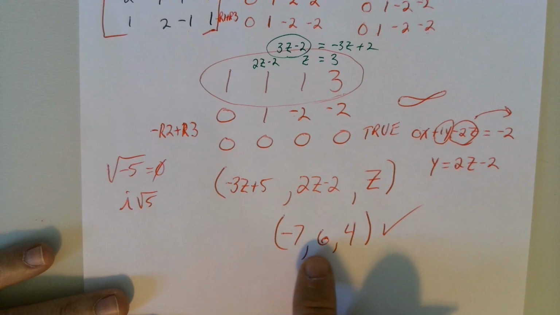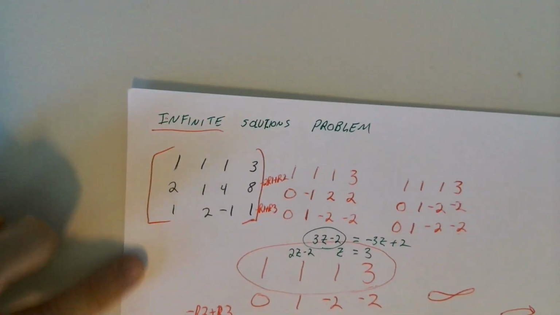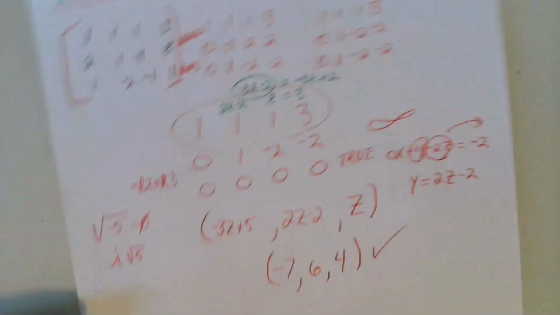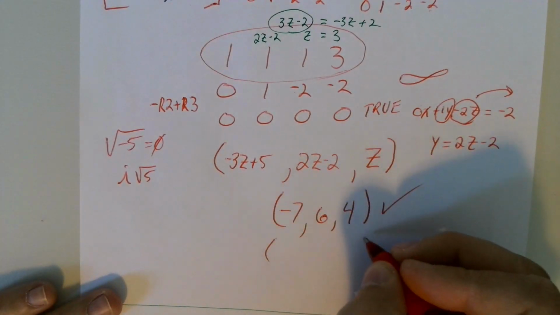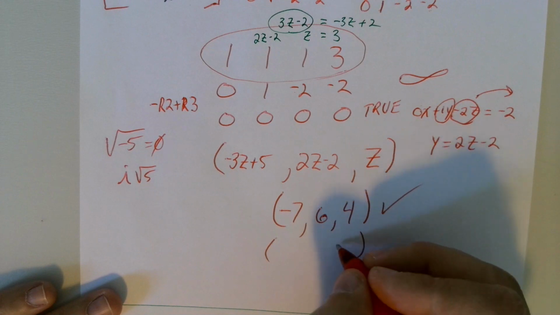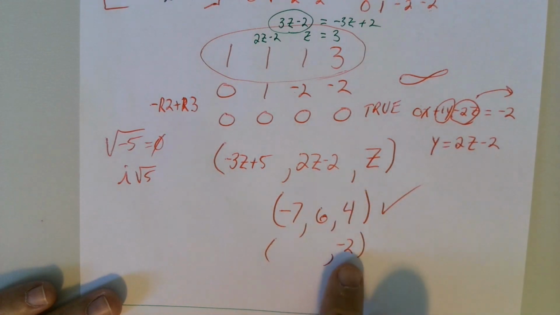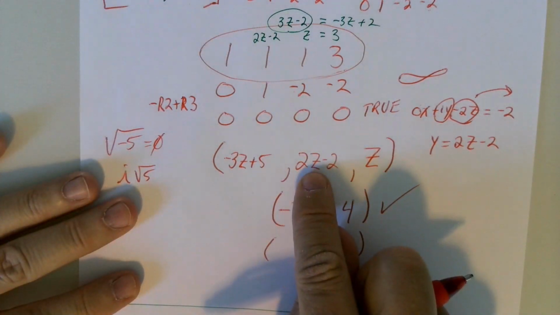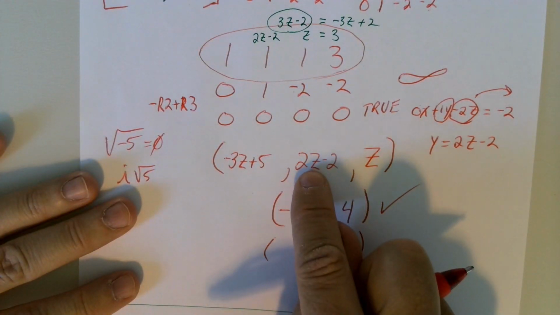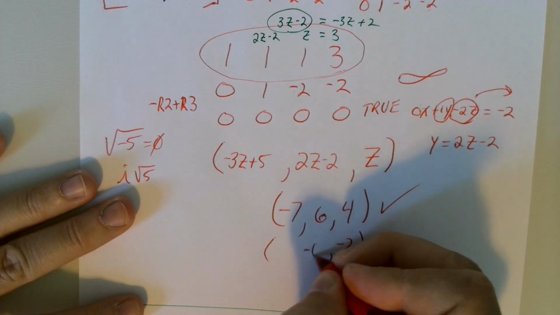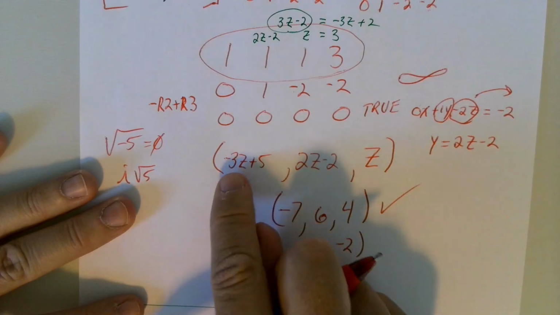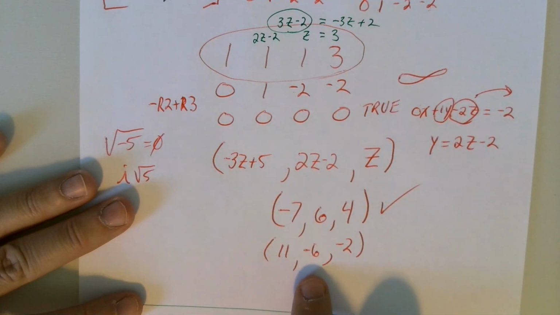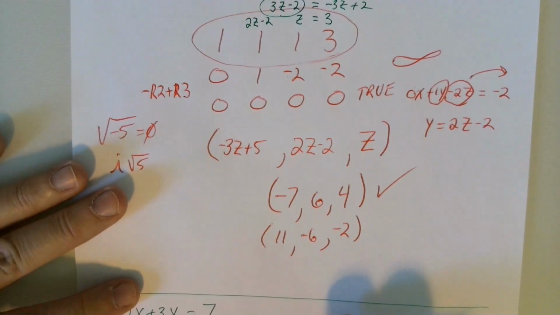Which means if I plug negative 7, 6, and 4 up here into this original equation system set, it should work. But it's not just 4, it's anything. So maybe you picked negative 2. So z is negative 2. So now I plug negative 2 in. 2 times negative 2 is negative 4, minus 2 is negative 6, and then negative 3 times negative 2 is 6, 6 plus 5 is 11. I'm going to say that that also works. 11, negative 6, negative 2 also works.